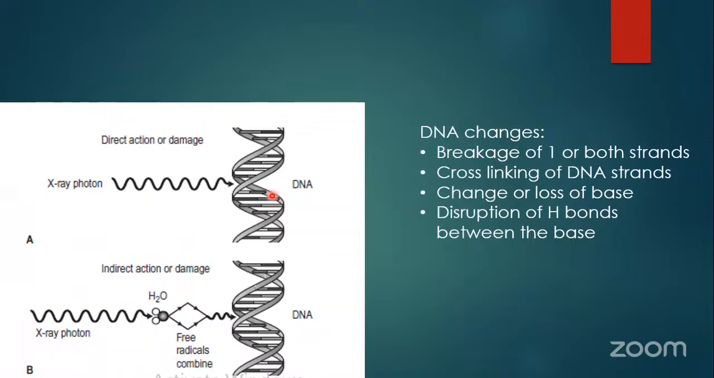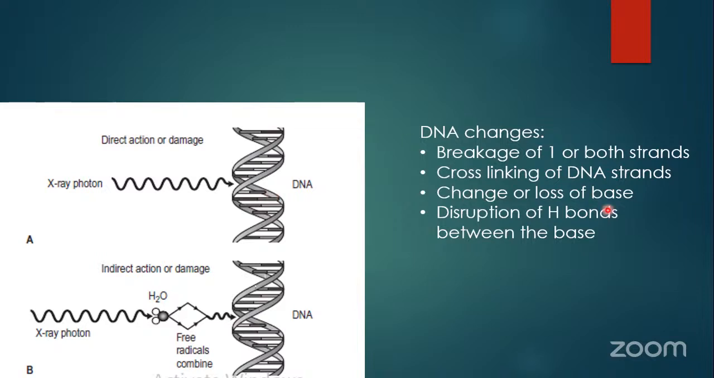The DNA changes that take place because of excess radiation are breakage of one or both the strands. I think one MCQ was asked initially: which is more harmful, breakage of one strand or breakage of both the strands? Breakage of both the strands is definitely lethal to that particular cell, because if only one strand is damaged, the other one will act as a template and help in the formation of DNA again. But if both the strands are damaged, it is not going to recover at all. It is completely irreversible.